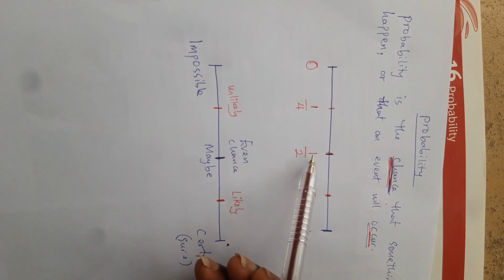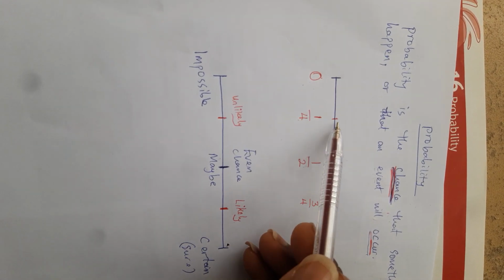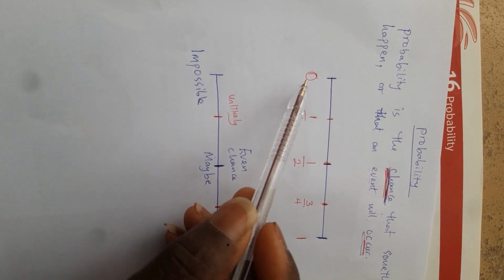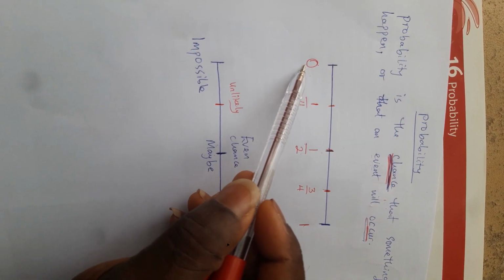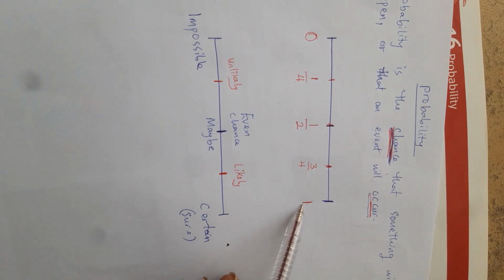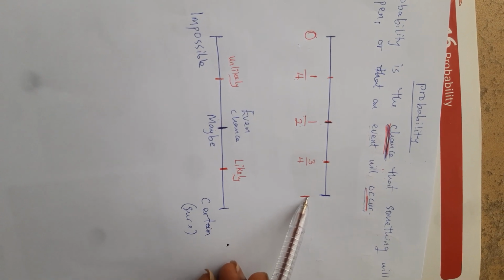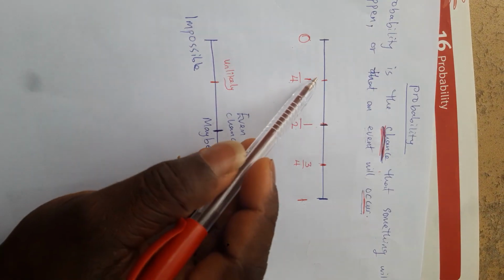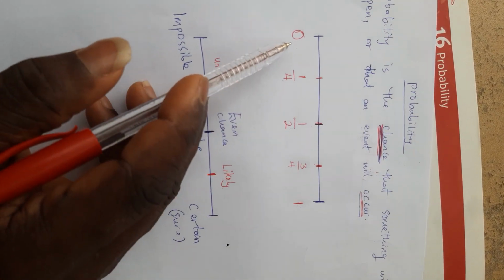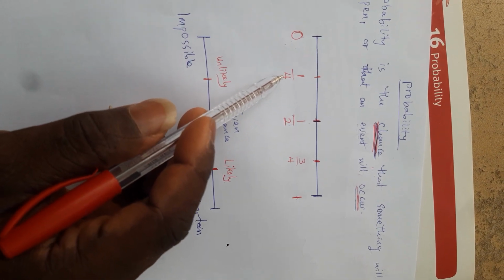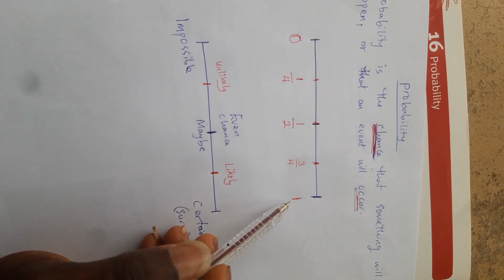In other words, between your half and 0, 1/4 is called unlikely. That is, it's unlikely to happen. Now if I have 3/4, it's closer to 1. It means it's likely, it can happen. But from here to the left is called unlikely.